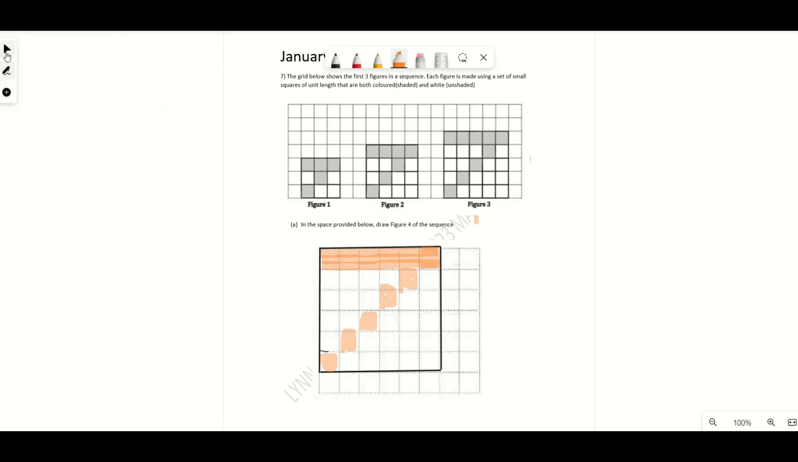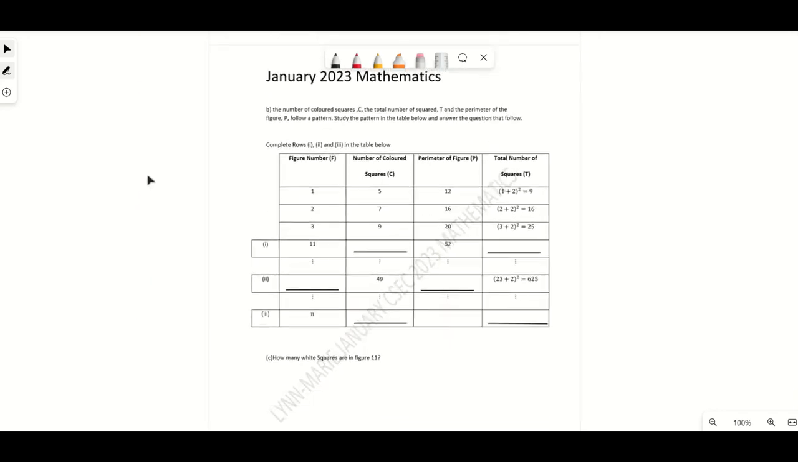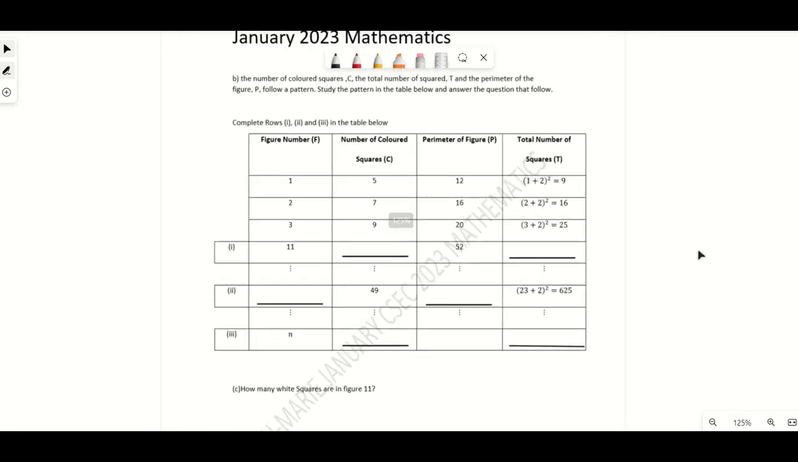All right? So now let's go on to the second part of the question, which is the table. This is usually the table that you have to answer. Now, I can make this a little bit bigger. The figure, the number of colored squares C and the total number of squares T and the perimeter of the figure P shows a pattern. Study the pattern in the table below and answer the questions that follow.